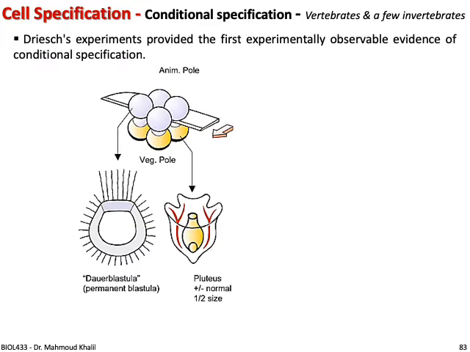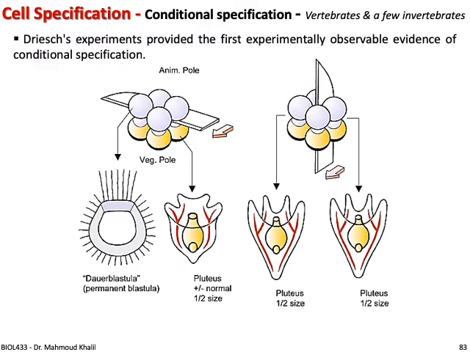Again, Driesch continued to explain that he took the 8-blastomere stage and removed the first top 4 cells, and separated the upper animal pole cells from the lower vegetal pole cells. He found that the lower half developed into a pluteus larva that is half the normal size, while the upper half developed into the part of the animal which gives the larva the cilia that help it to move.